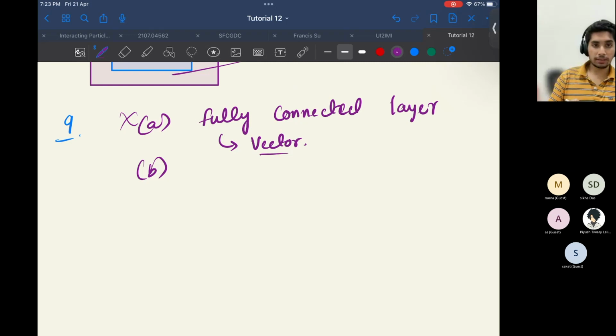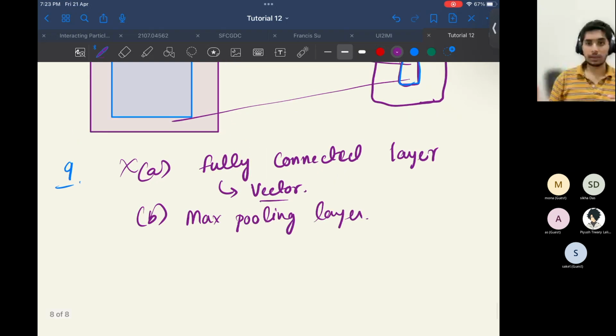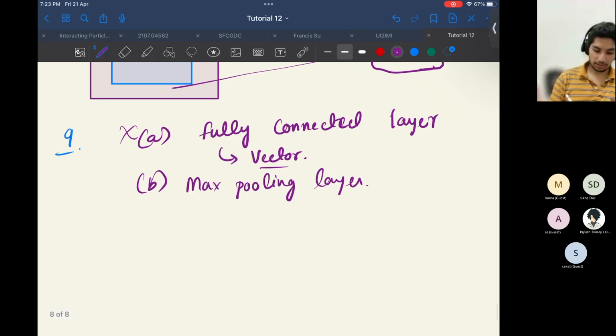The B option is saying the max pooling layer. Basically what max pooling will do is take the max of a particular patch and give that as output. That is also not desired, right? I don't want to max pool. I want to retain the spatial information. So that is also not desired.